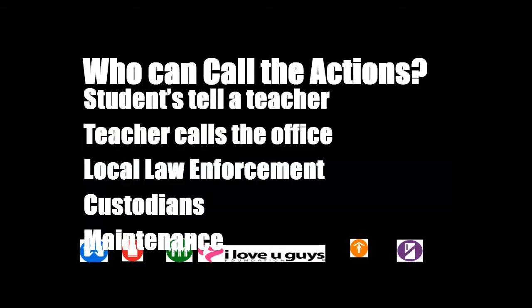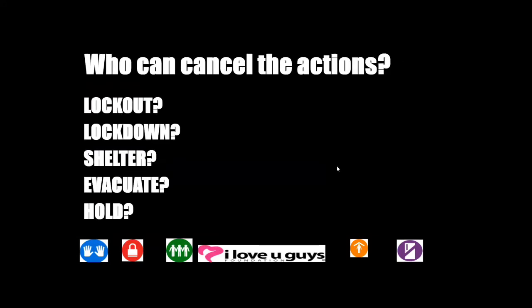So who can call the actions? Anybody can call any of the actions. Who can cancel the actions? For a lockout, you'll hear it over the intercom, all clear. For shelter, you'll hear all clear. For evacuate, admin will cancel the action, and for a hold, you will hear all clear. As far as a lockdown, we will unlock doors in a lockdown situation. Again, you do not open the door for anyone. People with keys will unlock the doors.